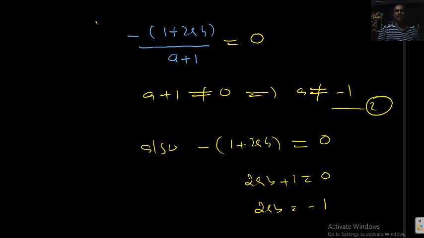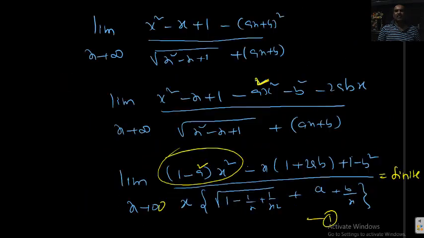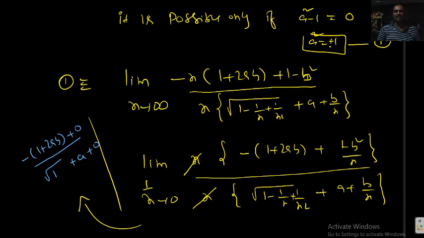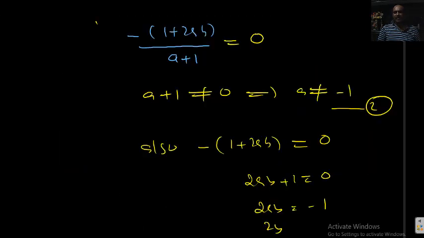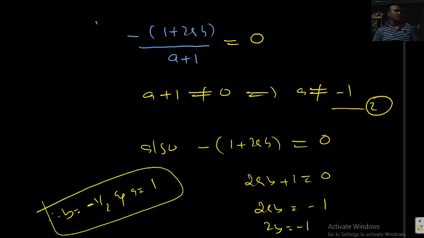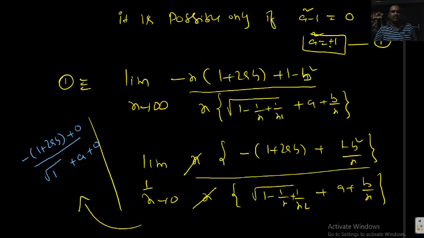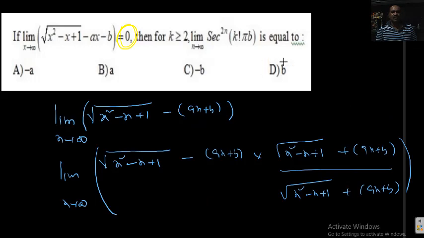Okay, already a is not equal to minus 1, but a equal to 1 I can confirm here, since a square is plus or minus 1. So I can take a equal to 1 here. So 2b equal to minus 1, therefore b equal to minus 1 by 2 and a equal to 1. These are the required a and b values: 1 comma minus 1 by 2.